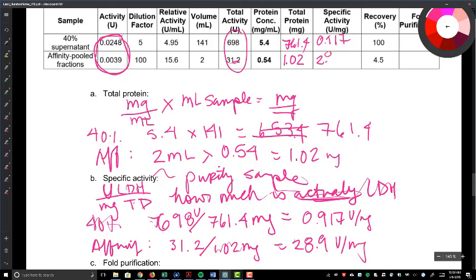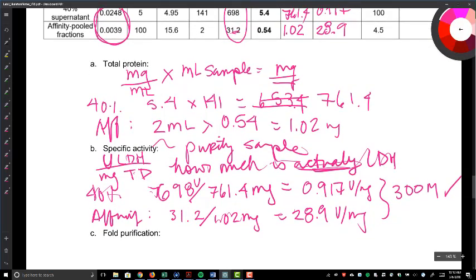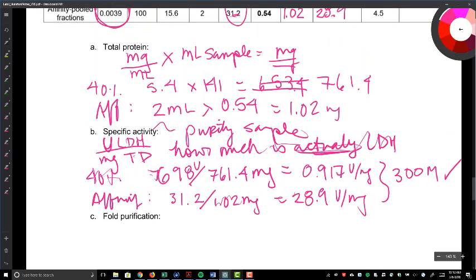And so, like I mentioned here, the hallmark of a good purification is that specific activity is going to go up 2 or 3 orders of magnitude over the course of your purification. And you can see here from our 40% supernatant from the ammonium sulfate to the affinity pooled fractions, we're going up 3 orders of magnitude. So we're feeling pretty good about a 3 order of magnitude increase. But again, that may not be realistic for every purification.